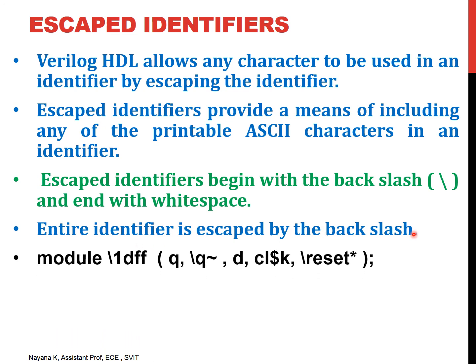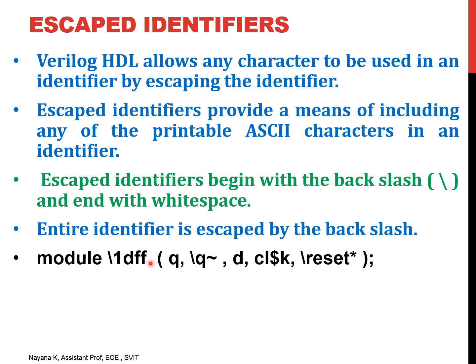Now let us look into this example. Module followed by the module name. What is the module name here? It is 1DFF. Now, is 1DFF a valid identifier? No. Why? We know the rule for writing an identifier is it should begin with an alphabet or an underscore. But in this case, it is beginning with a number over here. So this is not valid and it is not allowed. But if you still want to use this name as it is, then just prefix it with a backslash and end it with a white space.